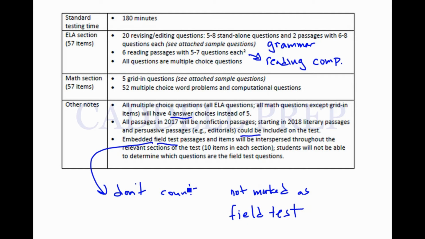So that means when you're taking a test, you have to treat every question as if it's a real question, because there's no way to know which ones are field test questions and which ones aren't. Students will not be able to determine which questions are the field test questions. So in that case, when taking a test, don't even think about the fact that there are field test passages or questions. Just take the test as you normally would, as if every question counts.